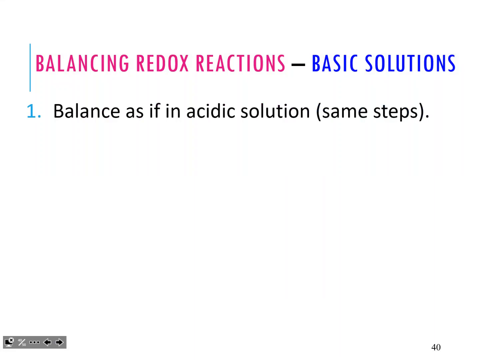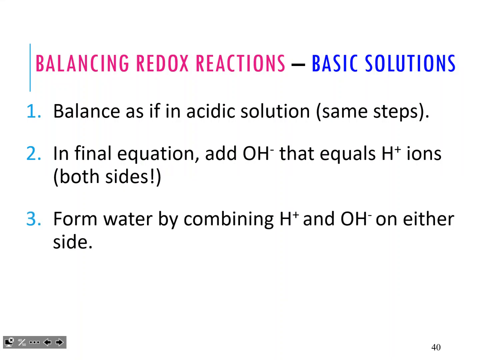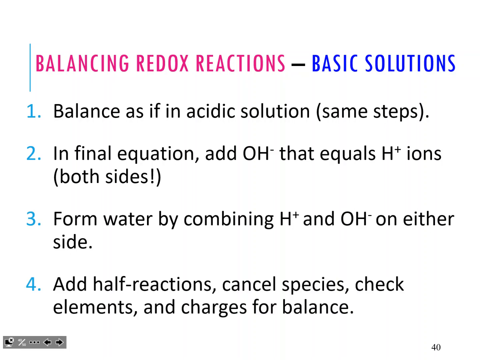Balance as if it's in acidic solution. Start there, do all the steps of acidic solution. Then in the final equation, you add hydroxide into both sides. The amount that you're going to add in is based on how many hydrogens there are. Once you add OHs to a hydrogen side, that's going to combine to form water. And once you've combined to form water on that side, at the end you have to recancel species and merge down. Okay? So let's look at doing one of these.